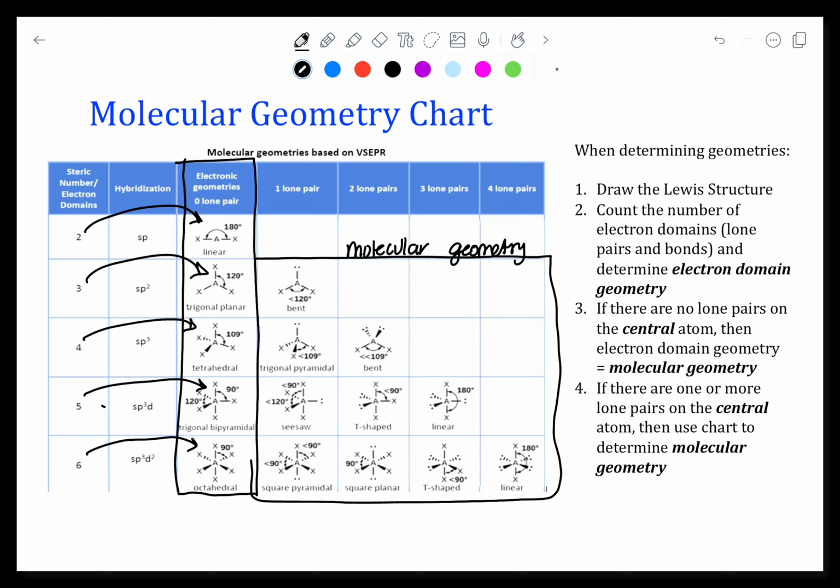We can have times where the electron domain geometry and the molecular geometry are the same. That would be when we don't have any lone pairs. So the only time they are the same is when there are no lone pairs. Okay, which is the step right here.